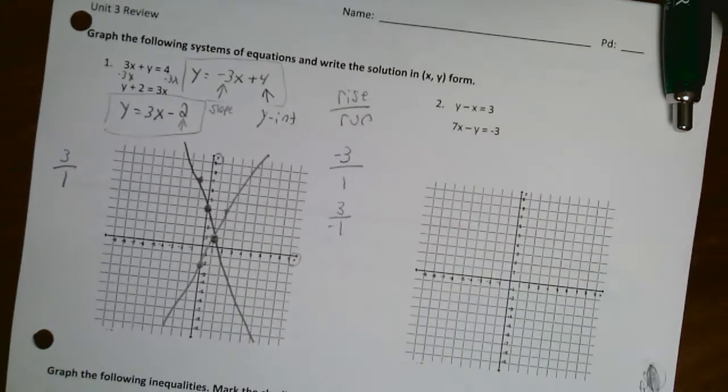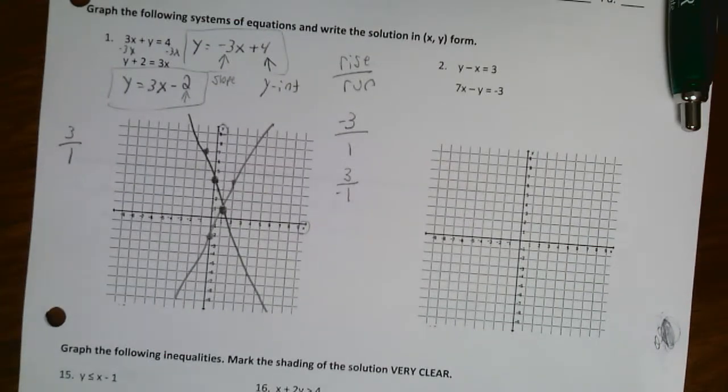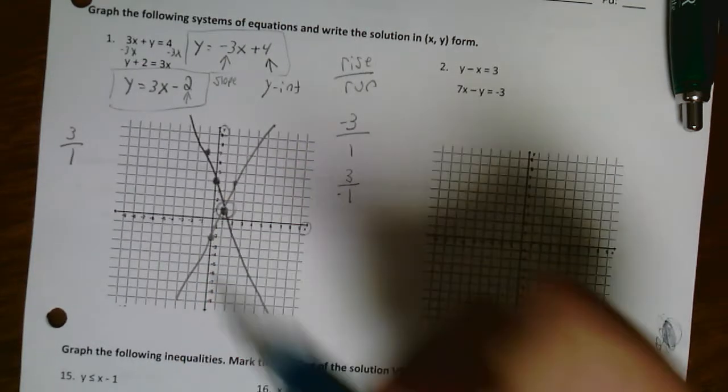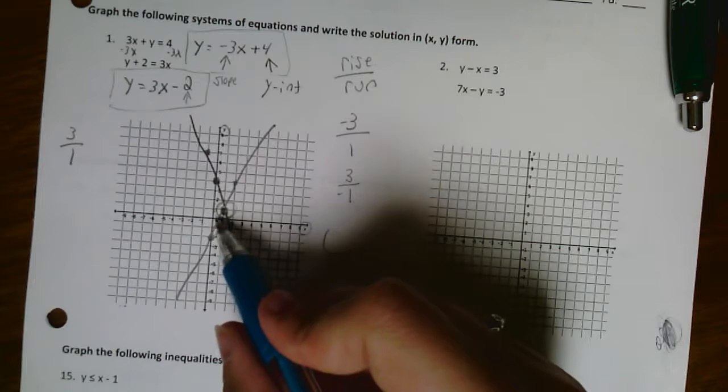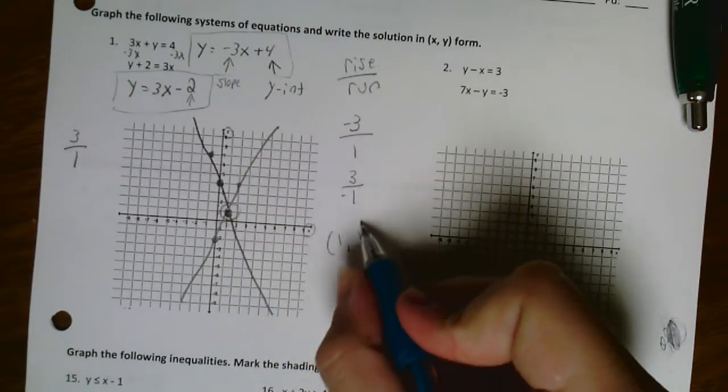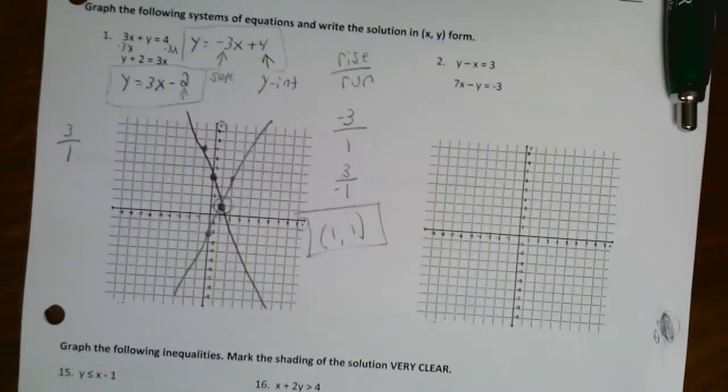That will frequently happen, not all the time. We looked at a couple of examples in class when that didn't happen. But most of the time it will end up hitting the same spot. And then you just kind of have to define what that point is. So that is at x equals 1 and y equals 1. So my answer is (1, 1).